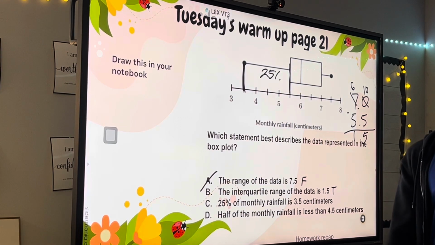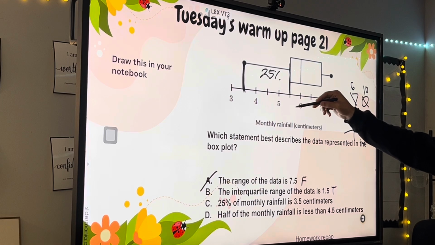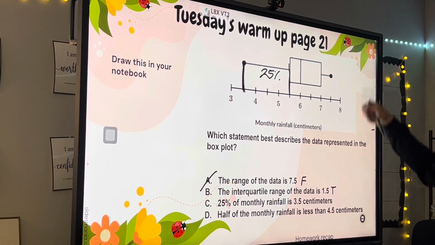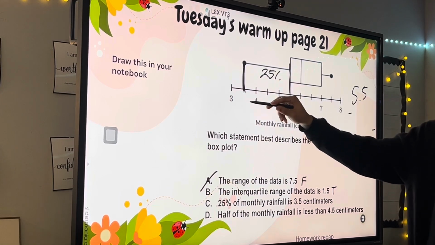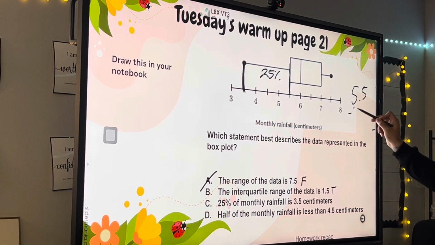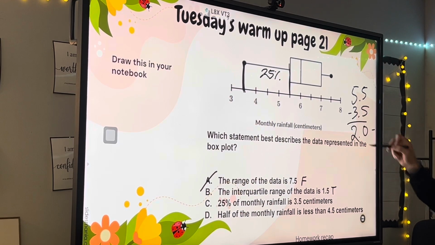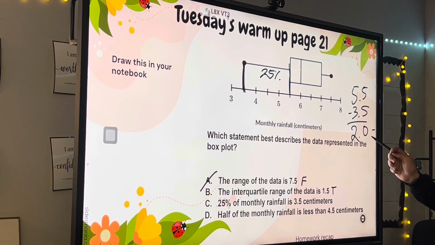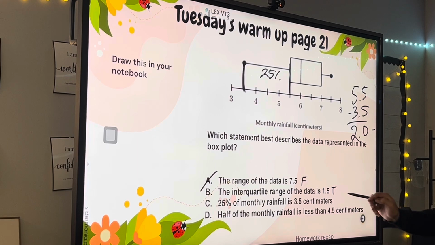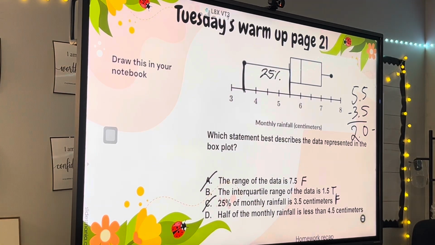In your notes, it should look just like this with 25%, right? So we need to take quartile 1, which is at where? 5.5. And we need to subtract the minimum, which is at where? 3.5, right? So 5 minus 5 is 0. 5 minus 3 is 2. So was 25% of monthly rainfall 3.5 centimeters? Was that true? No, you put an F here, that is false. Cross it out. It was 2 centimeters.